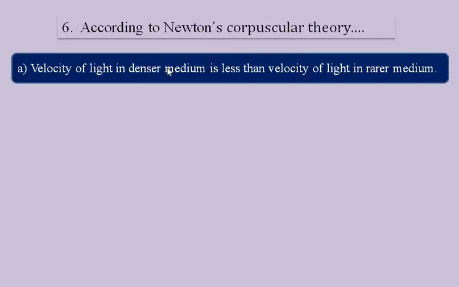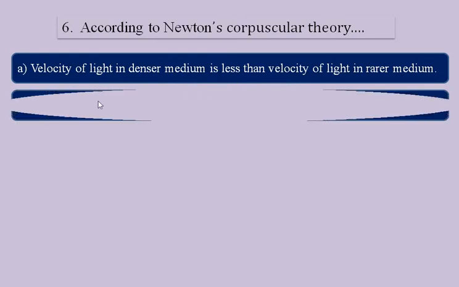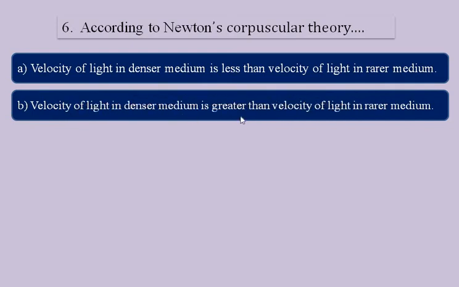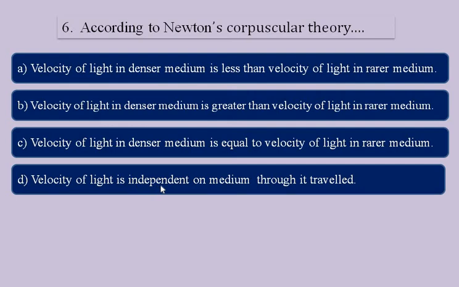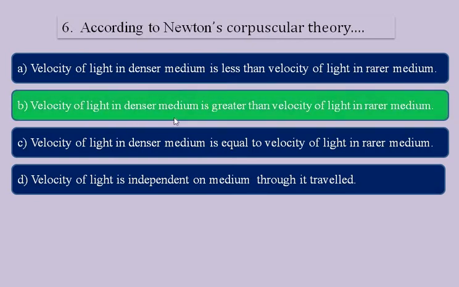According to Newton's corpuscular theory, the velocity of light in denser medium is less than the velocity of light in rarer medium. Second option, the velocity of light in denser medium is greater than the velocity of light in rarer medium. Option C, the velocity of light in denser medium is equal to the velocity of light in rarer medium. And option D, the velocity of light is independent of the medium through which it travels. The correct answer is option B, that is, the velocity of light in denser medium is greater than the velocity of light in rarer medium.